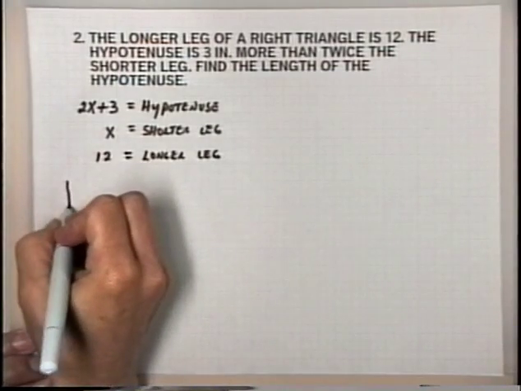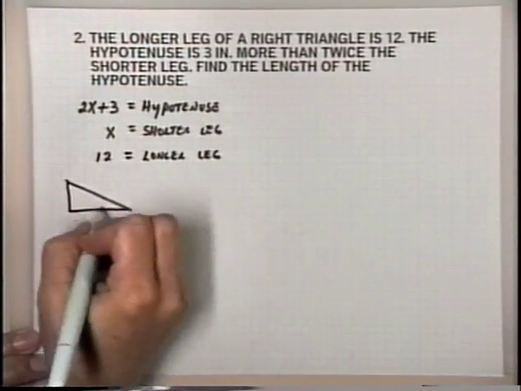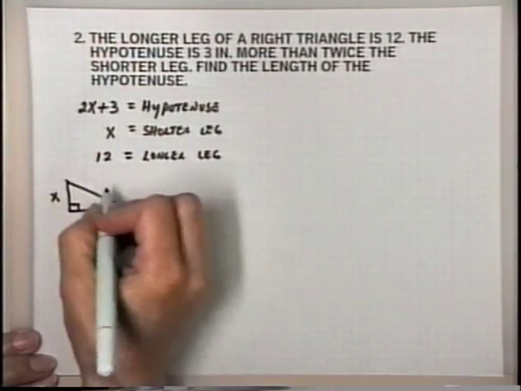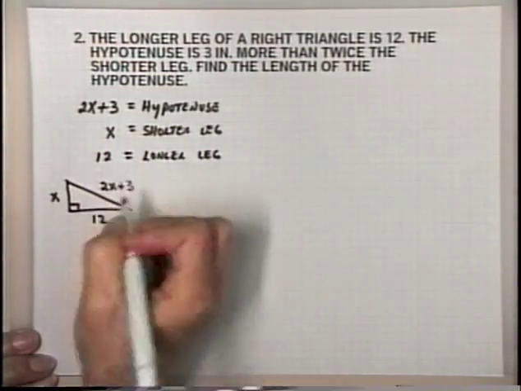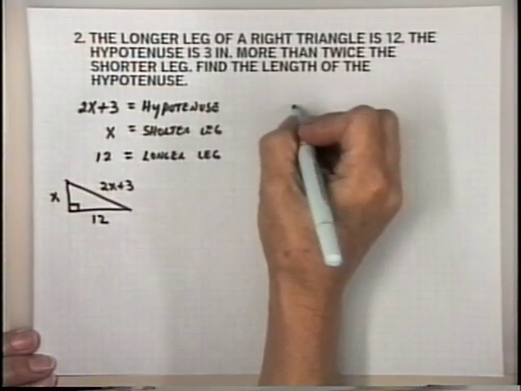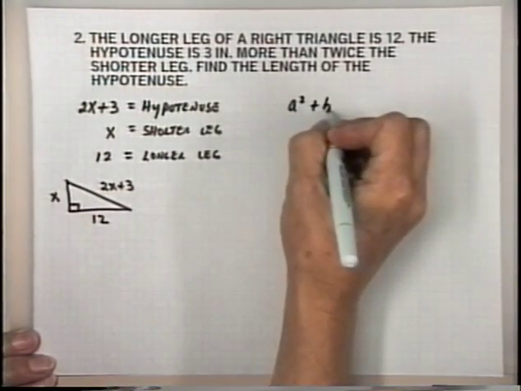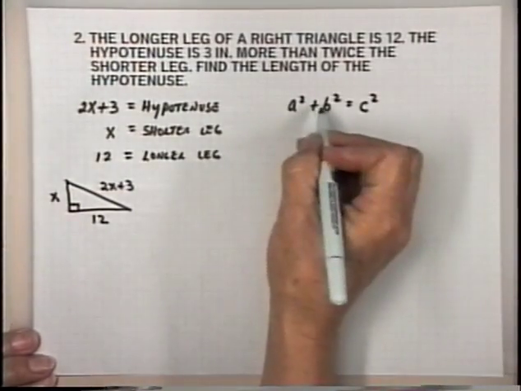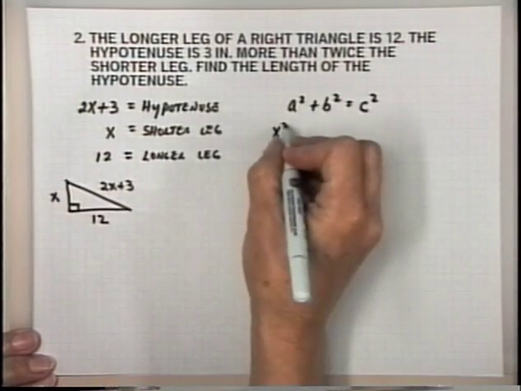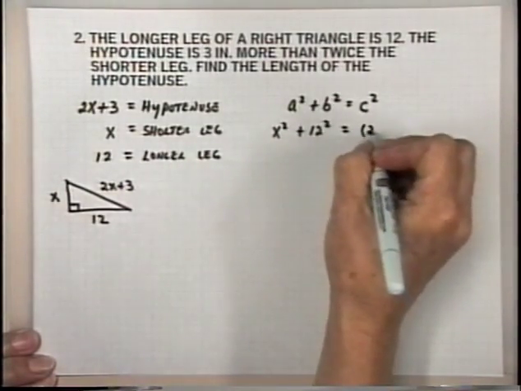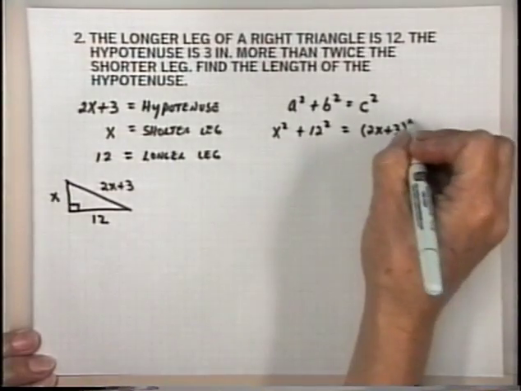We are working here with a right triangle. Let's sketch a picture. Shorter leg x, longer leg 12, and hypotenuse 2x plus 3. Again, since we are not told anything otherwise, we will have to rely on our Pythagorean theorem. A squared plus b squared equals c squared. These being our legs. So x squared plus 12 squared equals, our hypotenuse is 2x plus 3 squared.